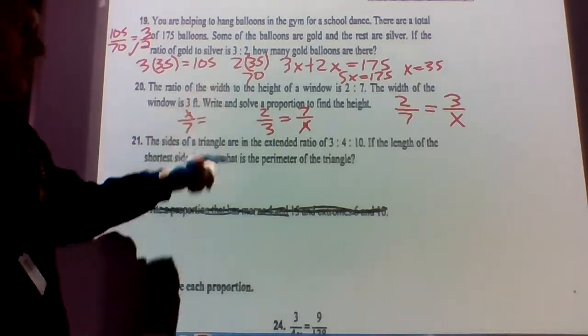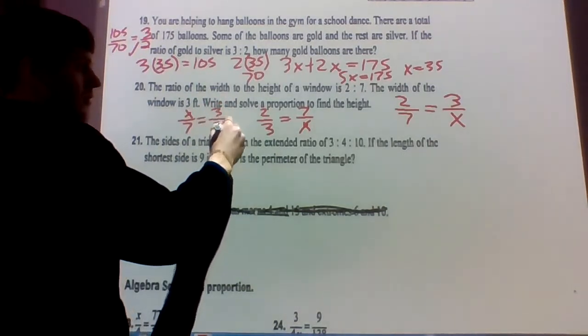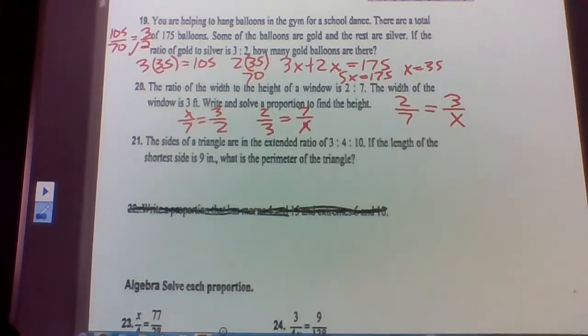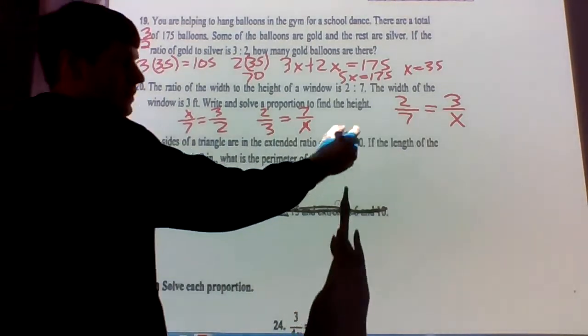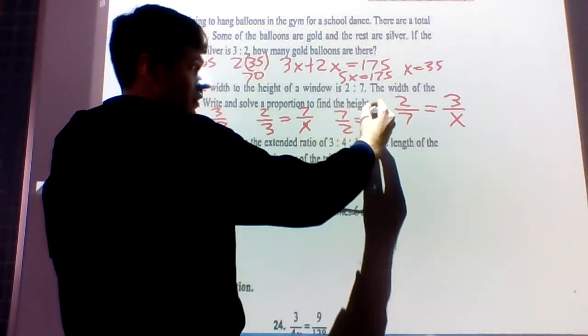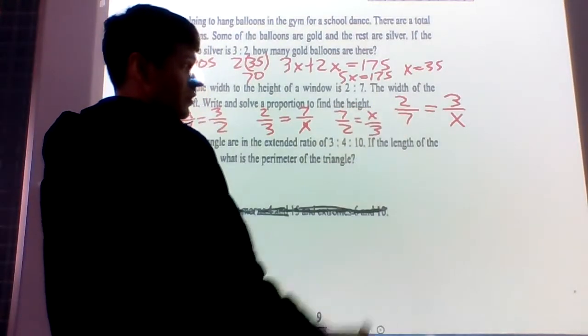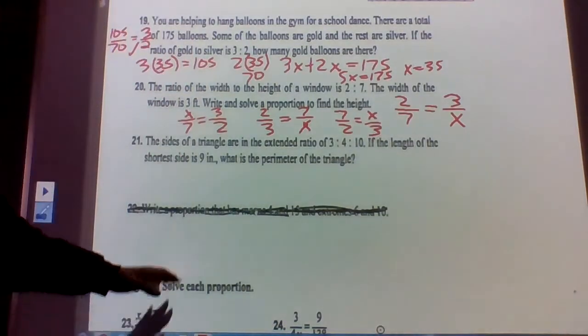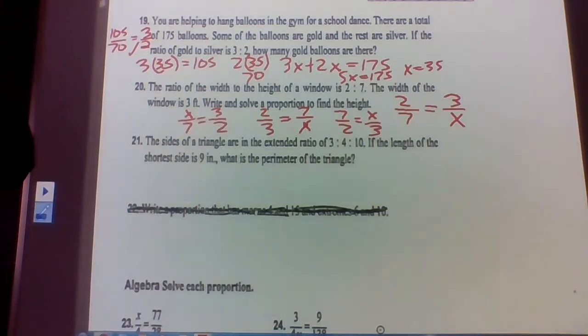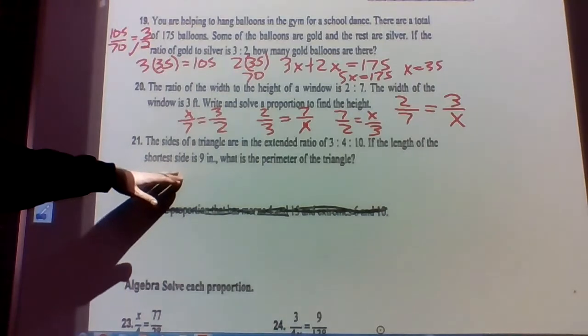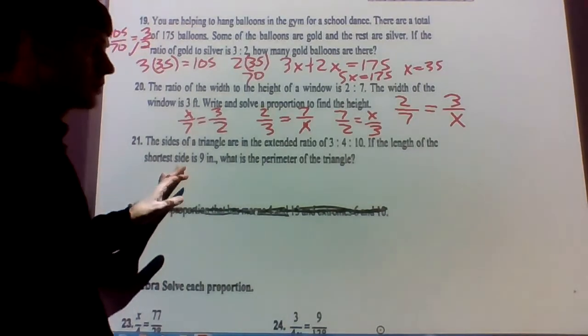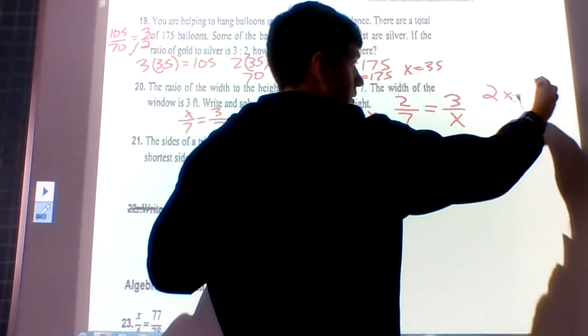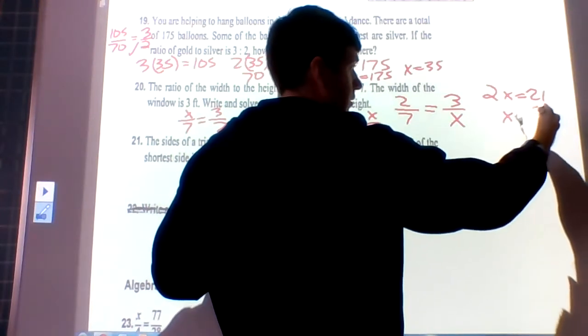And then 3 corresponds with 2. Or you could have done this one the other way, 7 is to 2 as x is to 3. But no matter what option you pick, there's 4 different ways here. When you cross multiply, you should get 2x equals 21. So x is going to equal 10.5.